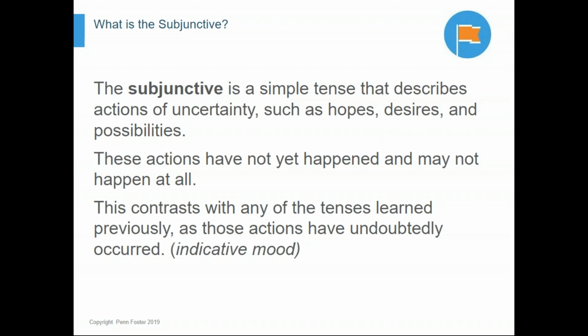And this contrasts with things you may have learned previously in indicative moods, where the actions have undoubtedly occurred, such as present tense, somebody does something on a regular basis. Preterite, somebody already did something once. Imperfect, somebody was doing something in the past, etc. So subjunctive has a lot of uncertainty involved, and you're not quite sure if that action is ever going to take place.